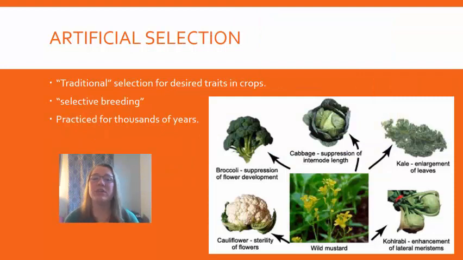Another thing that has happened over the years, and this is historical agriculture, would use what's called artificial selection. Now, this is the traditional selection for desired crop traits, or this is specific crossbreeding or selective breeding of your plants. Now, this has happened for thousands of years, and this is the reason we were able to go from having wild mustard and turning that same plant into cauliflower, broccoli, cabbage, kale, and kohlrabi. These are all derived from a single ancestor plant, and this has all happened relatively recently if you're thinking in evolutionary terms.